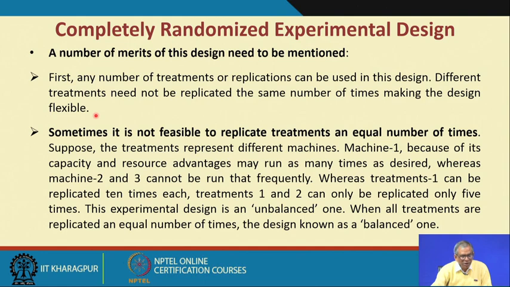What is the next merit? Sometimes it is not feasible to replicate treatments an equal number of times. This is because of many reasons. In fact, time could be a constraint, resource could be a constraint, there could be many other reasons. Suppose the treatments represent different machines. Machine 1, because of its capacity and resource advantages, may run as many times as desired. This is a practical problem we are highlighting, whereas machines 2 and 3 cannot be run that frequently. Whereas treatment 1 can be replicated 10 times, treatments 2 and 3 can only be replicated 5 times. This experimental design is an unbalanced one.